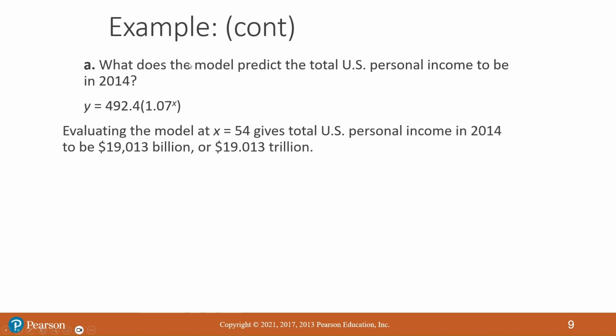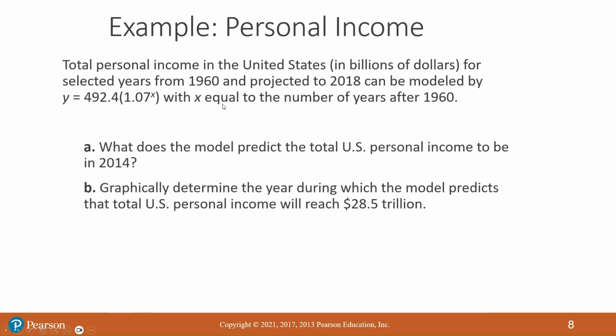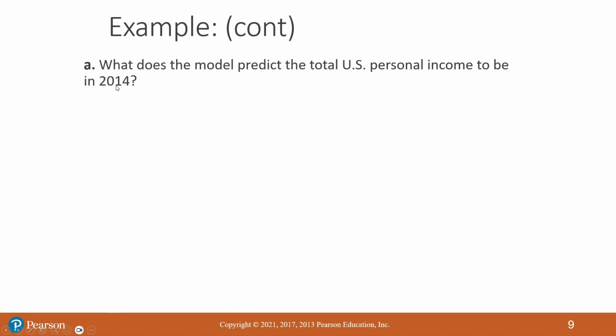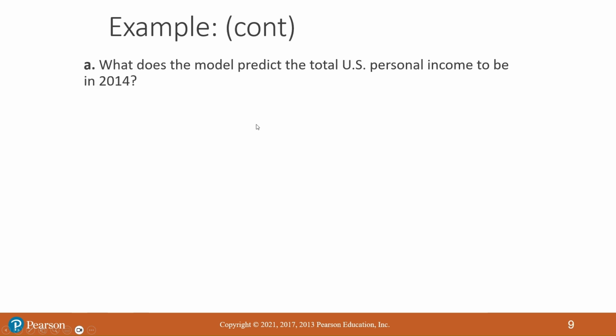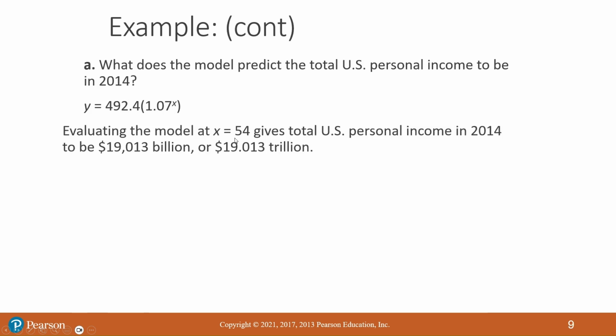In order to determine what the model predicts the total U.S. personal income to be in 2014, we have to take into account that 2014 is 54 years after 1960. So we have to make that year adjustment here because we're doing years after 1960. Okay, so that means we need to plug in an x value of 54. So we're going to plug in an x value of 54 into our initial equation.